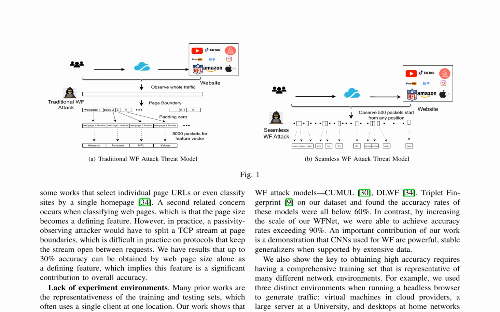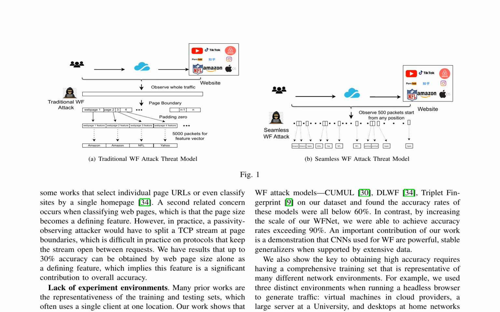To address this, the authors collect traffic from different network environments, including cloud data centers, university networks, and home-based networks, to demonstrate the impact of network conditions on WF accuracy. They also emphasize the importance of the client's computing environment, such as processor speed and available memory, on traffic patterns.